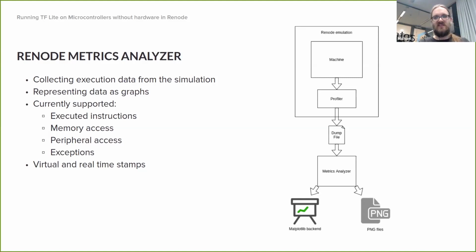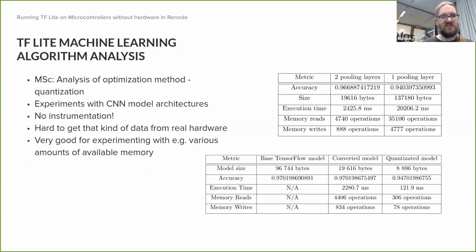You can take this data that you extract from Renode and represent it as really interesting graphs, and you can learn a lot from how your software develops, whether you're starting to use up more resources or less, and so on. This is quite powerful. There's an MSc thesis from one of our students that analyzed quantization as an optimization method, and he's been getting some interesting results experimenting with different CNN model architectures. And of course, this is completely without instrumentation, right? We're not adding any debug code or hardware tracing. It's all just the fact that we're running on a virtual runtime, which is our simulator. It's very hard to get that kind of data from real hardware in a consistent way.